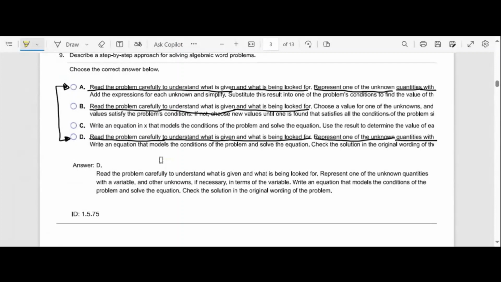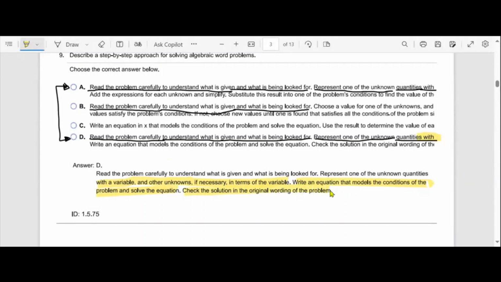Read the problem carefully to understand what is given and what is being looked for. Represent one of the unknown quantities with a variable and other unknown quantities in terms of that variable, if necessary. Then write the equation that models the conditions of the problem and solve the equation.